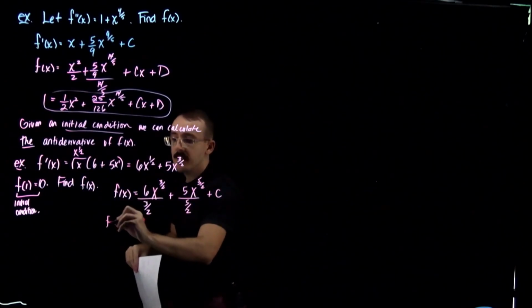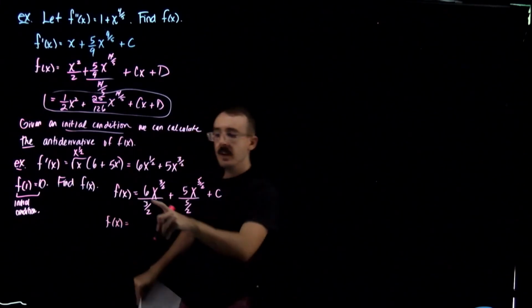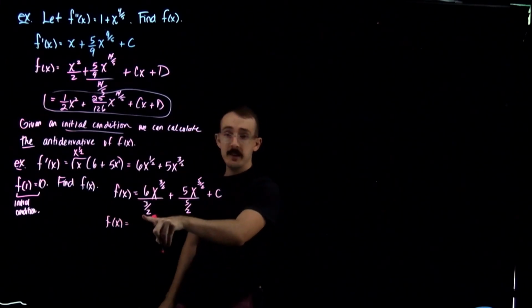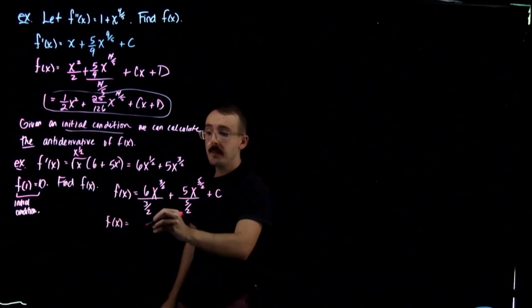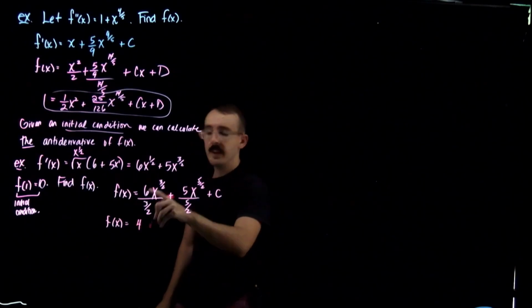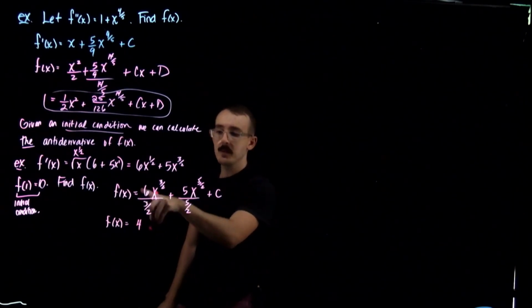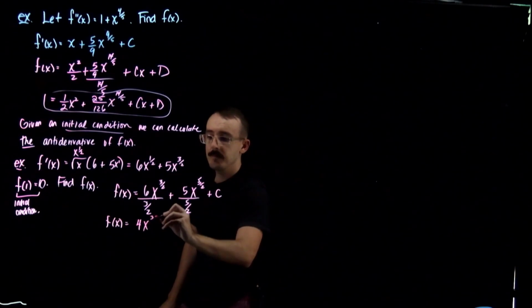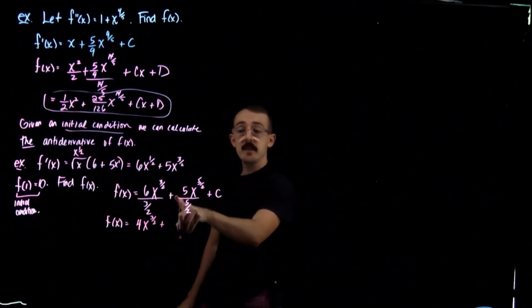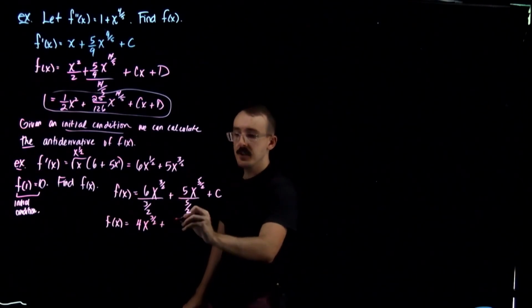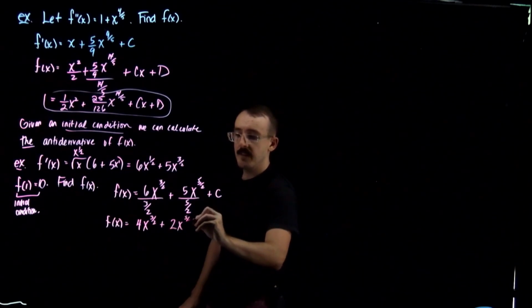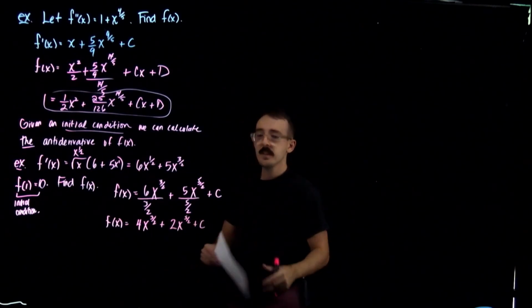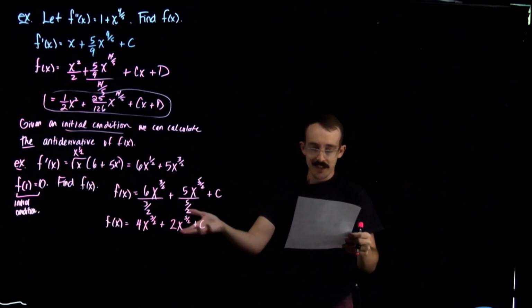So let me simplify just a little more. 6 divided by 3 over 2 is going to get me 4. Here I just did keep, change, flip, so it would be 12 over 3. This one, 5 divided by 5 halves, is just going to give me 2. X to the 5 halves plus c. So that's just me rewriting the coefficients a little nicer.